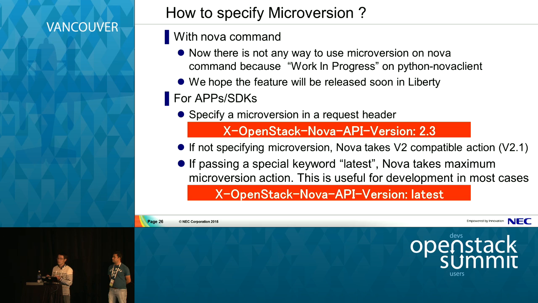So if the application does not care about that, the application will be broken. So my recommendation is specifying a certain microversion instead of the keyword latest, and increasing the specified microversion after checking the microversion history.